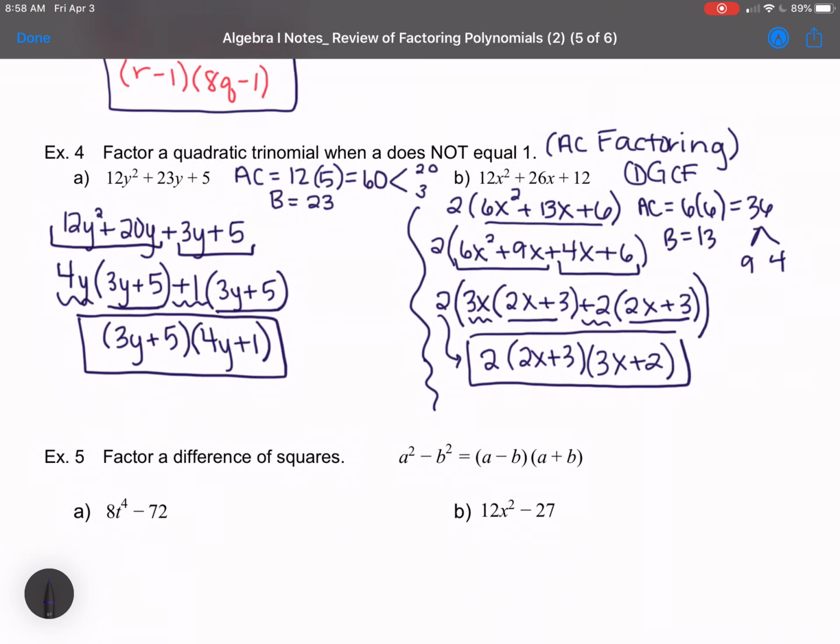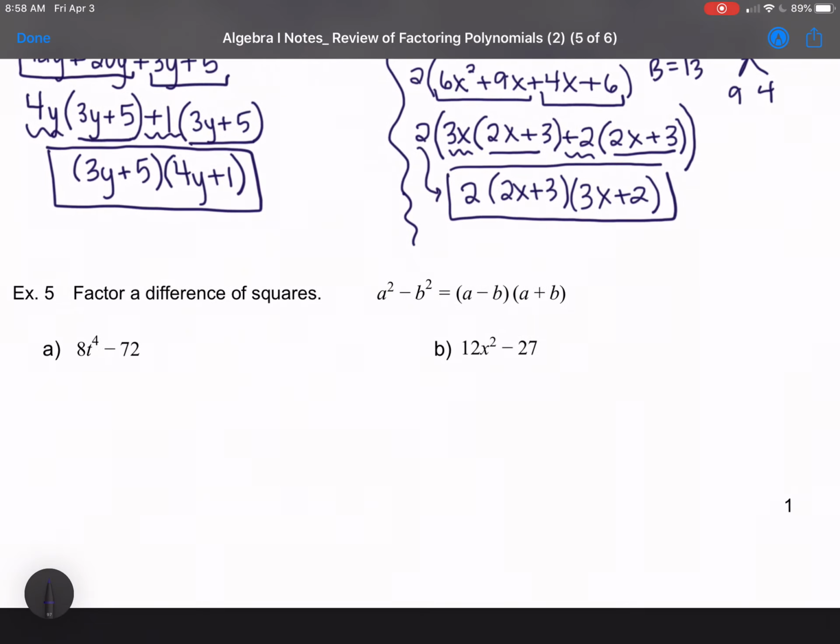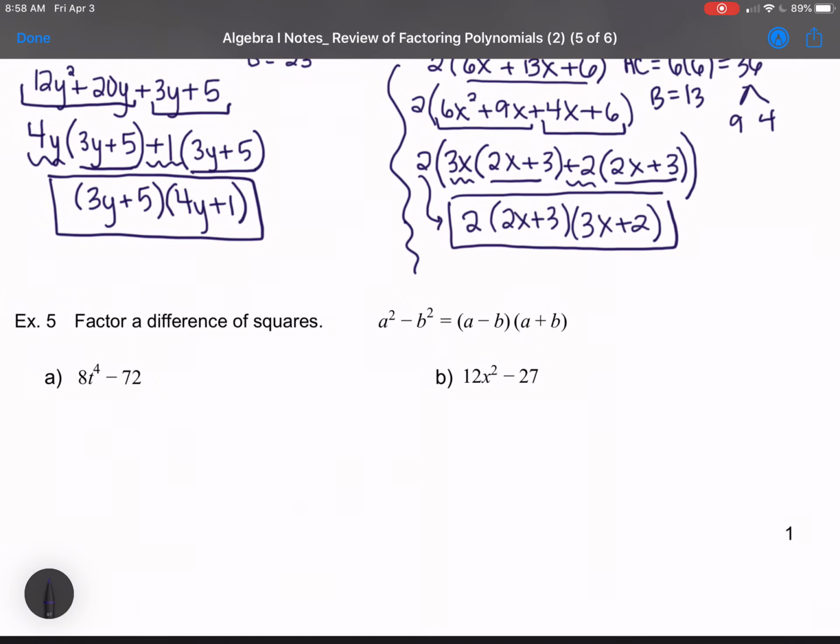Alright, the last method we're going to talk about for factoring and reviewing is the difference of squares. So remember, we have to be subtracting, and we have to be able to take the square root of both terms, and then we can nicely just go straight to our answer. But again, remember your first step of factoring is always your GCF.